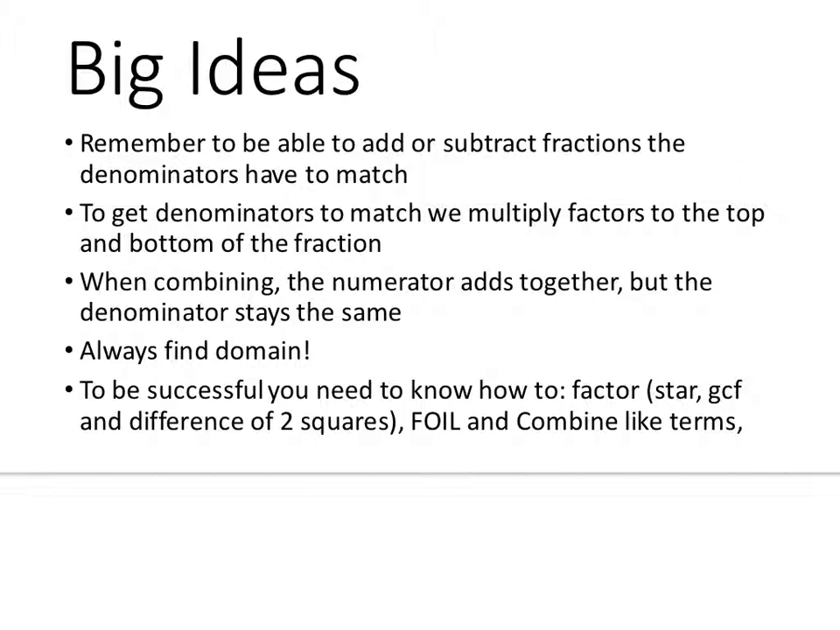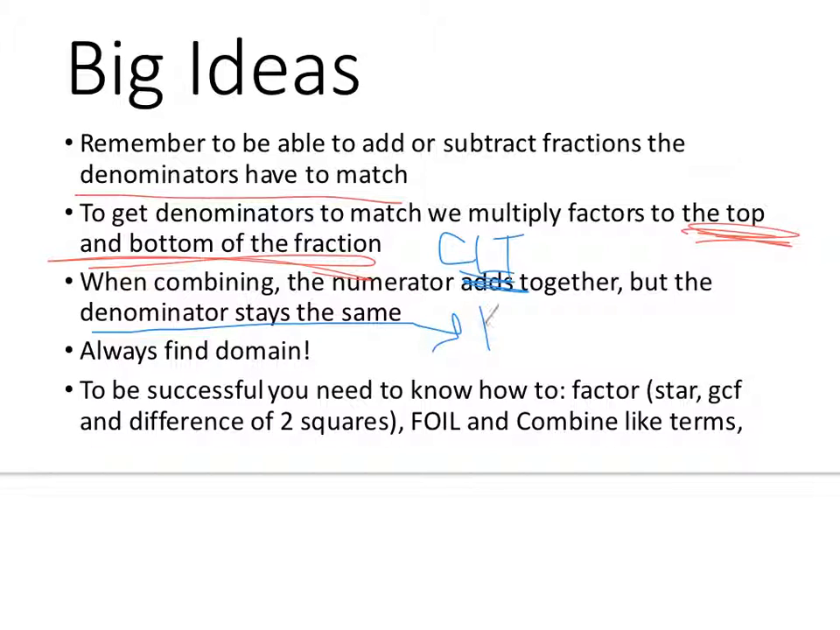Today we're just doing more of adding and subtracting. So remember, our big idea is that to add or subtract fractions, the denominators have to match, our common denominators. To get the denominators to match, we multiply factors to the top and the bottom of the fraction. When adding the numerators together, we're going to combine like terms on the numerator, but your denominator stays the same. And remember, I want you to keep the denominator factored. That's something I yelled a lot last class. Keep it factored. So do not multiply your denominator back together once you have it all separated.